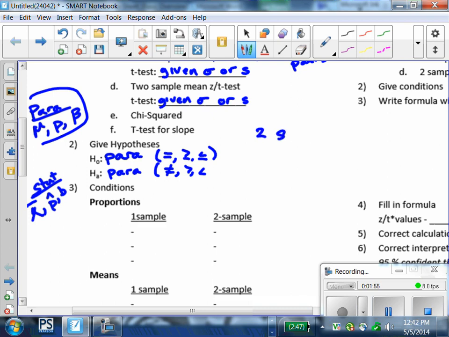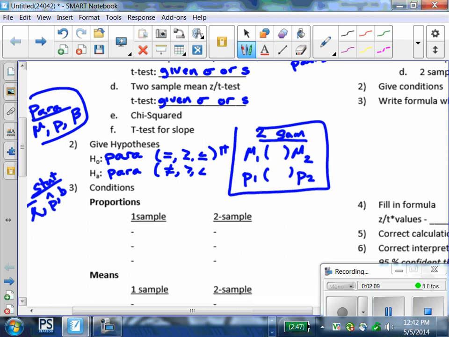And if it is a two-sample test, remember it's going to be mu1 versus mu2, or it could be p1 and p2 when you're going through the processes. But usually, if it's a one-sample test, it's going to be a number. With a two-sample test, you're comparing mu1 to mu2. Just be sure to label your populations.